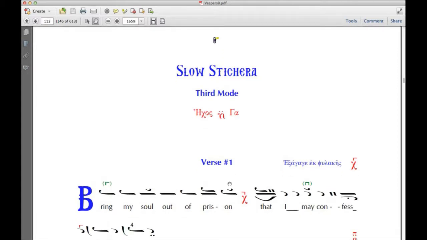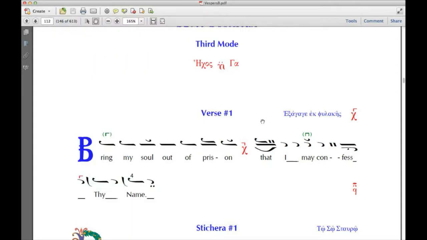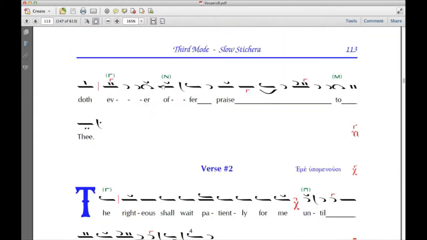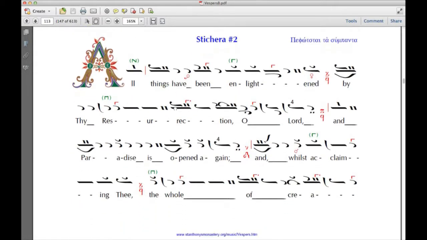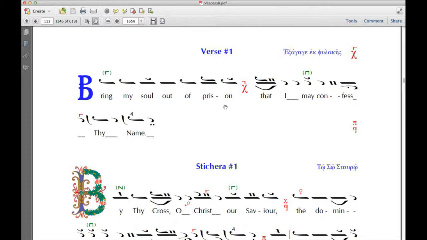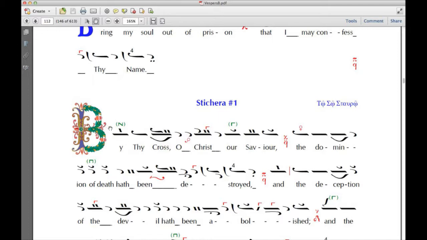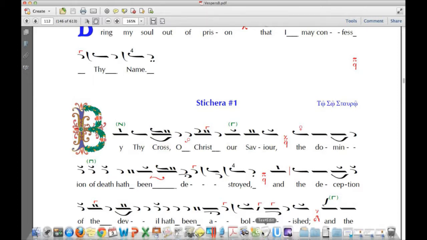You've got to do something. Slow Stichera, verse number 1, Stichera number 1. We'll just take the same note. Should we just sing this one straight through? Do you want to try the verse? If we can do this to here, I want to do the pavu. It's been a while. Bring my soul out of prison, that I may confess thy name. What's our first note? No, pas. It ends on the previous pa, and then we go up three from pa.